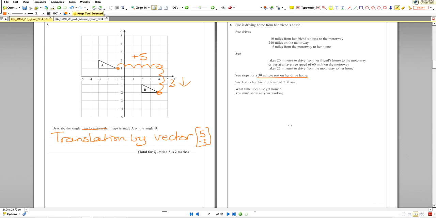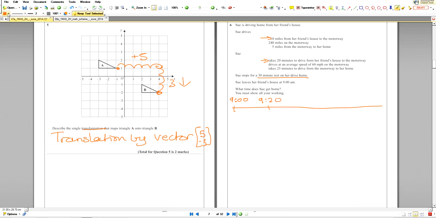Sue leaves her friend's house at 9 a.m. What time does Sue get home? So we're going to do this as a timeline. So let's have our timeline here. Okay. So what time does she leave home? 9 o'clock. Here's the first part of the journey. First part of the journey takes how long? 20 minutes. So let's put here 9:20.